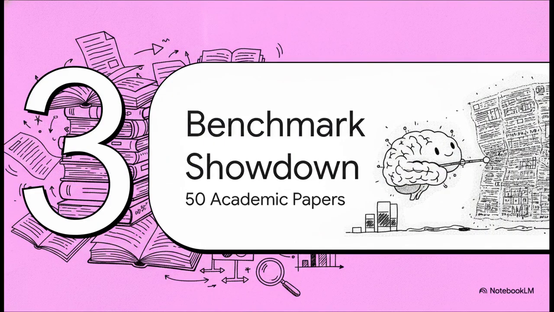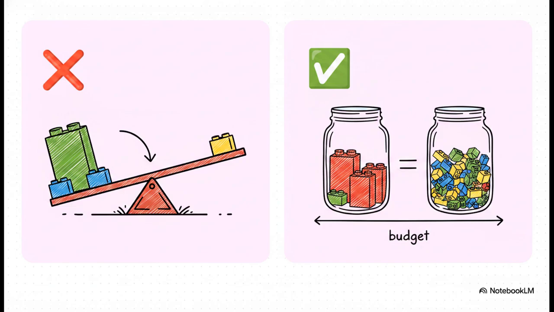Section 3, the benchmark showdown. The Vecta team tested these contenders on a dense corpus of 50 academic papers, pretty much the absolute hardest case for an AI to parse properly. But what makes this specific benchmark so interesting is how it was designed. You see, most chunking tests are fundamentally flawed because they use a fixed top K retrieval.